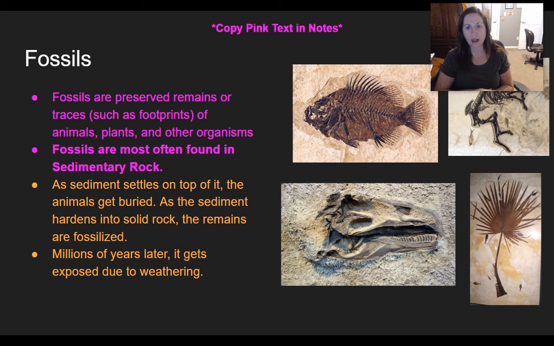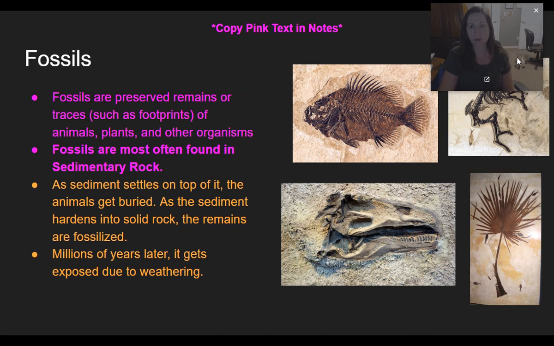So as sediment settles on top of it, the animal gets buried. So an animal dies, it's underneath there. Over years and years, the sediment is being packed and it's being eroded and then deposited in that spot. It's building up in layers, and it's going to start pressing down. And as it presses in on that animal that's underneath there, then the remains get fossilized. It presses together and it becomes part of that rock. Pretty cool, right? And then millions of years later, that rock might get weathered enough that it exposes the fossil.